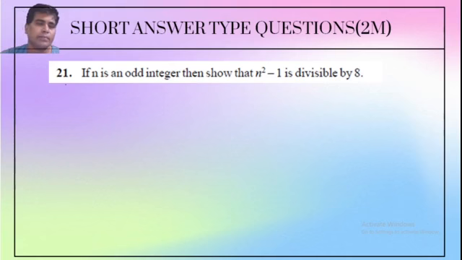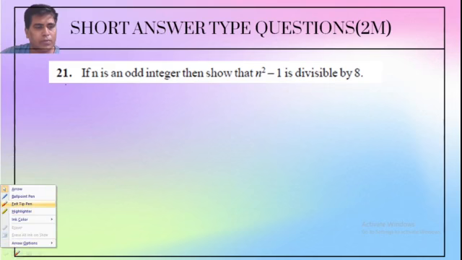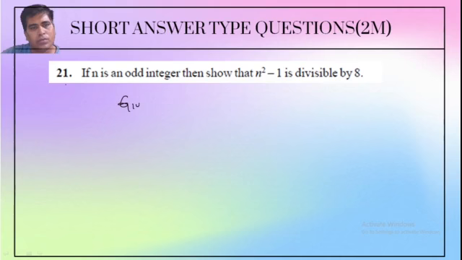Question number 21. If n is an odd integer, then show that n square minus 1 is divisible by 8. So what he has given: n is an odd integer. First of all, I will write what is given. Given, n is an odd number.